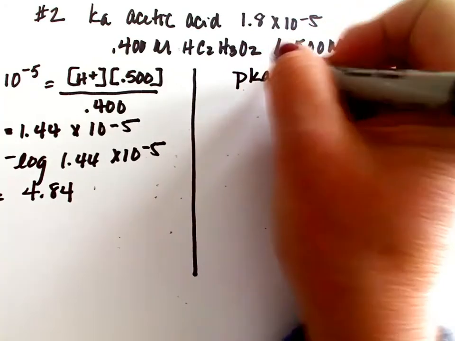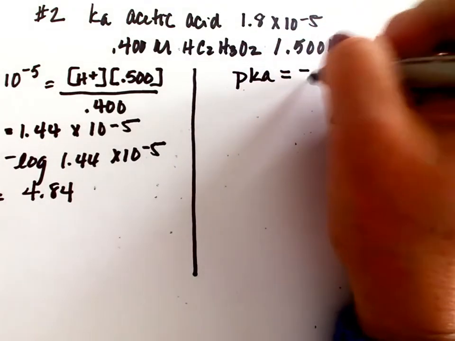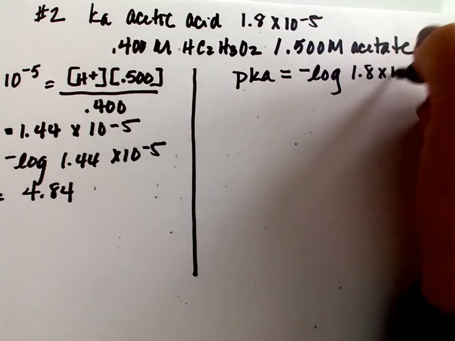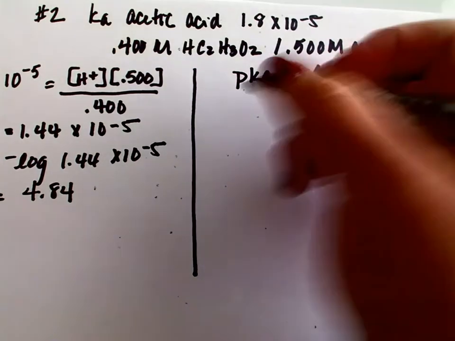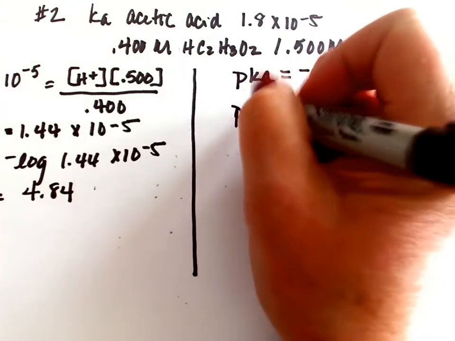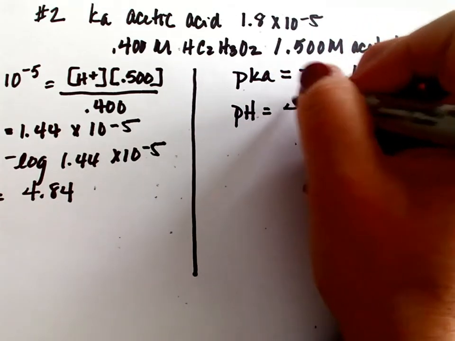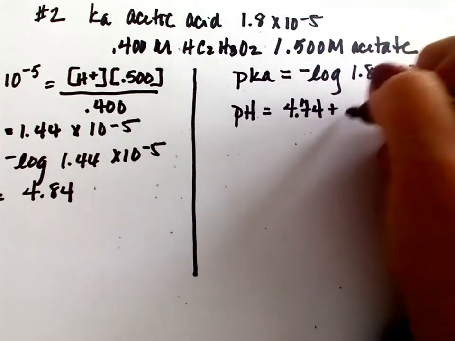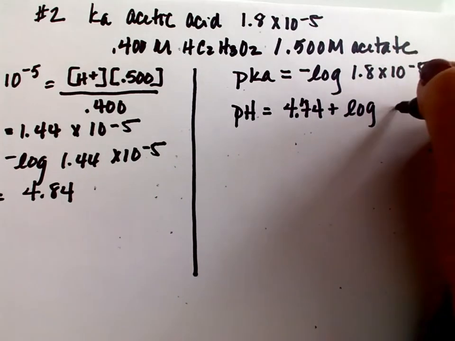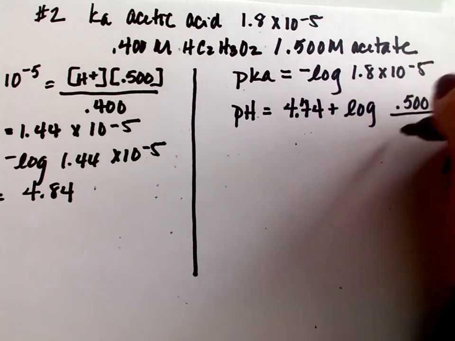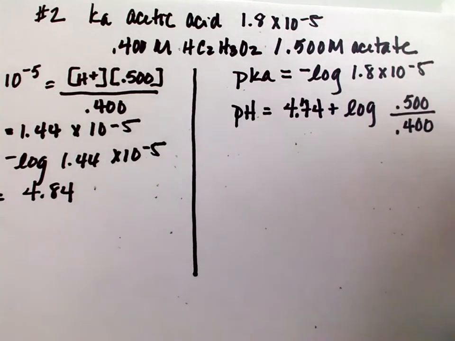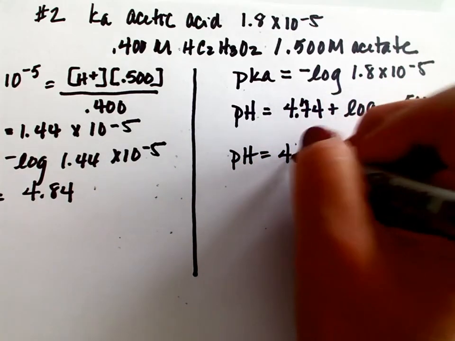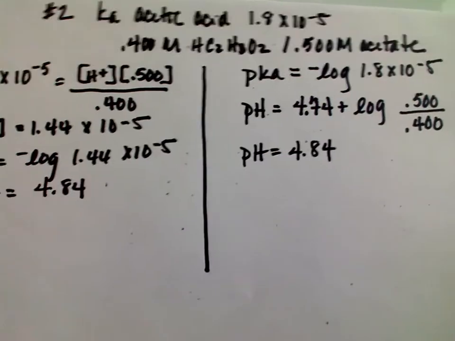So I can also, again, use the Henderson-Hasselbalch equation to determine pH. Again, we need the pKa, and pH equals a pKa of 4.74 plus the log of 0.500 divided by 0.400, and pH equals 4.84. Okay.